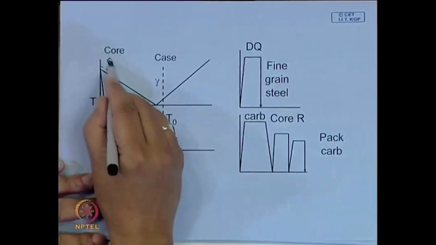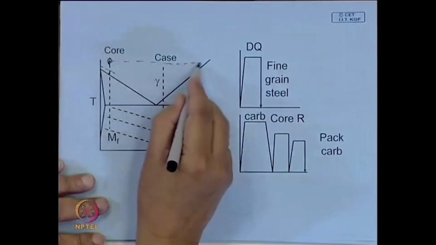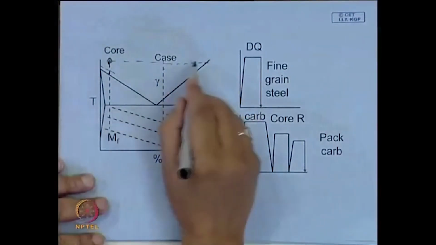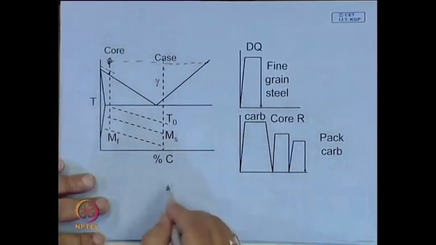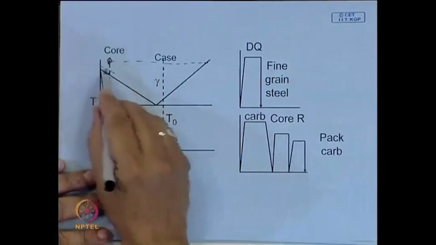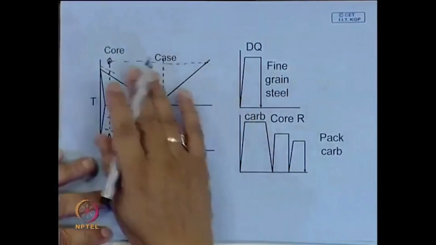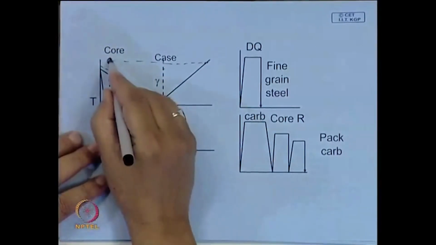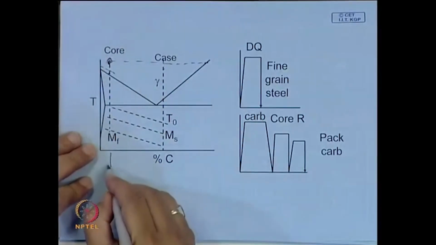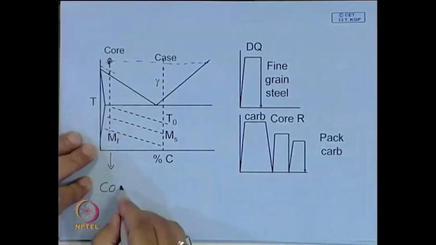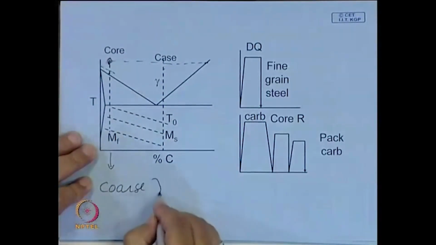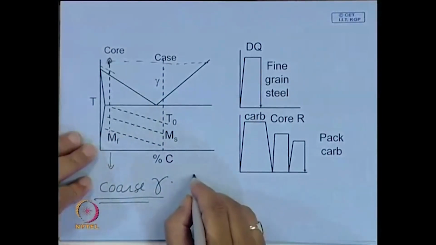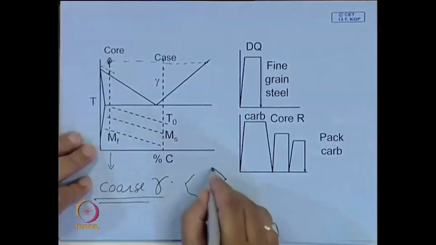So, you are heating it here, so that the carburization process is faster and the carbon content at the surface is higher. After that, what happens if you quench it? Here you have a very coarse grain structure, coarse austenite grain.